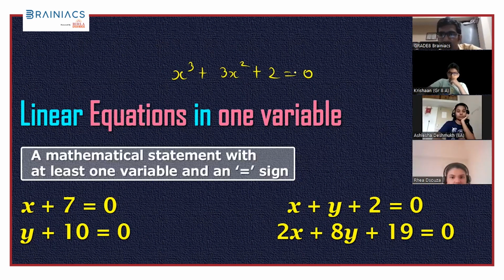It is 3, right? Can you check the highest power of the variable is how much, everybody? 3. So the degree of the equation is what, everybody? 3. So this is not a linear equation. Everybody clear? Yes, sir.